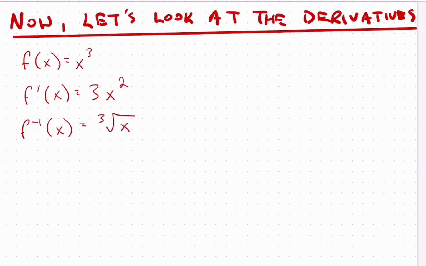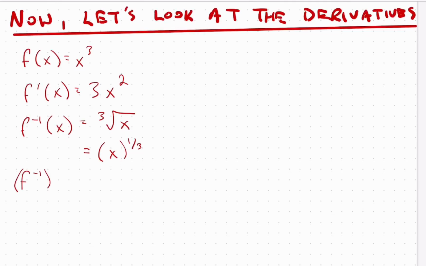So to find the derivative of f inverse of x, let's first turn cube root into a rational exponent. That would be x to the 1/3 power. And so the derivative for this would be 1/3 x to the negative 2/3. And we can simplify that as 1 over 3 cube root of x squared.